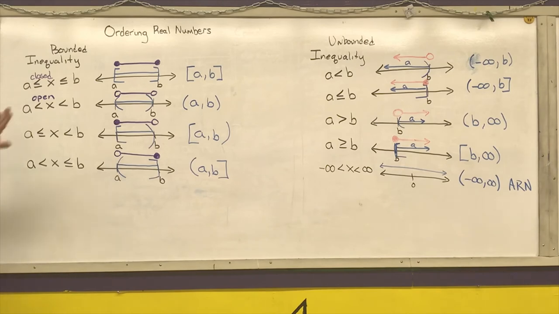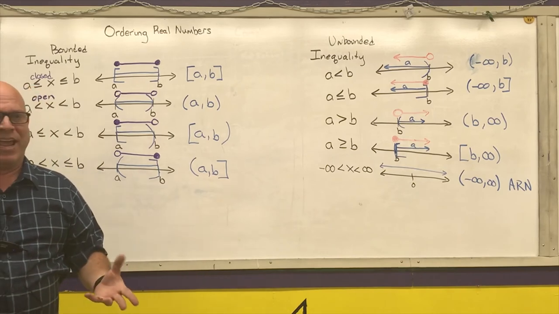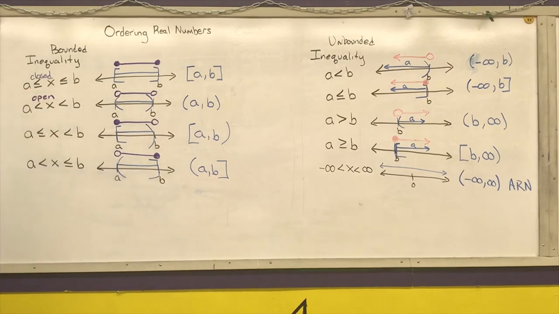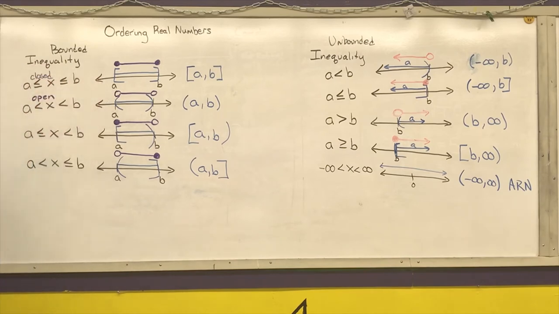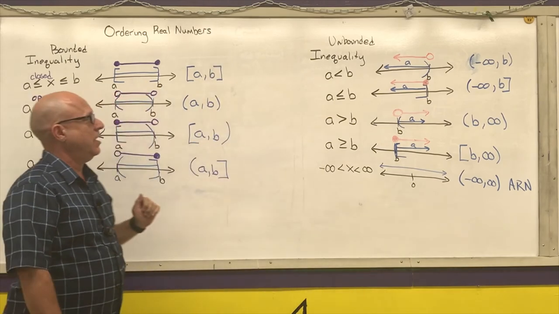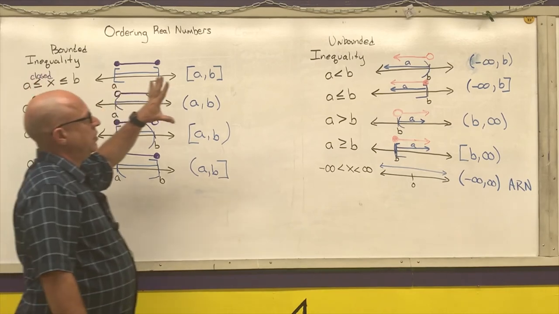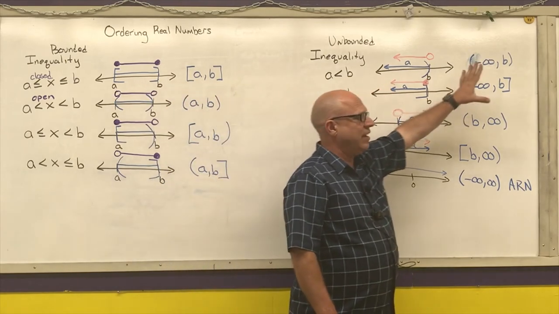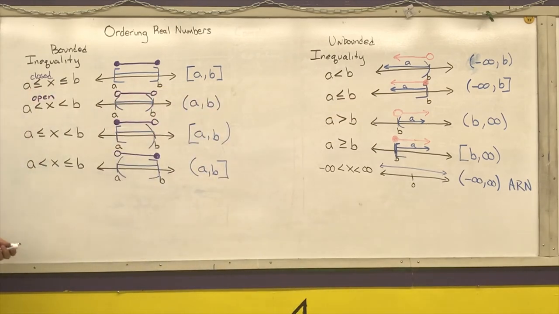So what I've shown you is how to determine whether one number is smaller than another number. You do subtraction, and if the result is positive, the number you subtracted is smaller than the other number. I showed you how to order numbers on a number line: you put the numbers that are smaller to the left or below, the numbers bigger to the right or above. And I showed you how to represent ordering of numbers using inequalities, number lines, and interval notation for both bounded and unbounded inequalities.